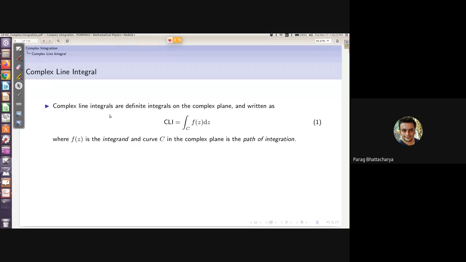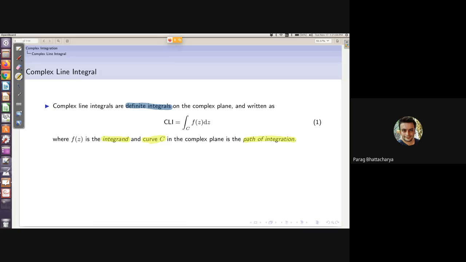Okay, so complex line integrals are definite integrals. So that's the first thing that we need to keep in mind. When you say complex line integrals, we are talking about definite integrals, and these definite integrals are defined on the complex plane. They are defined in this way: you are integrating f of z dz over some curve c. So c here is a curve. The function that you are integrating is known as the integrand, and this curve c is known as the path of integration, the path over which you are considering the integration.